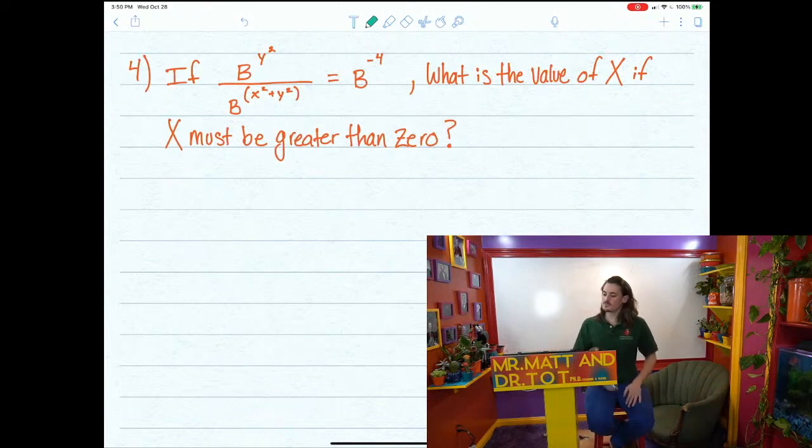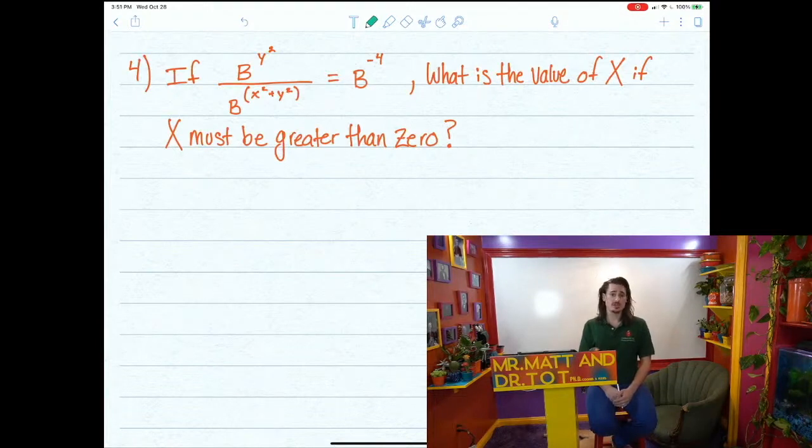Okay, so number four says, if b raised to the y power raised to the second power, so b raised to the y squared power, divided by b raised to the quantity of x squared plus y squared power is equal to b to the negative fourth power, what is the value of x if x must be greater than zero?